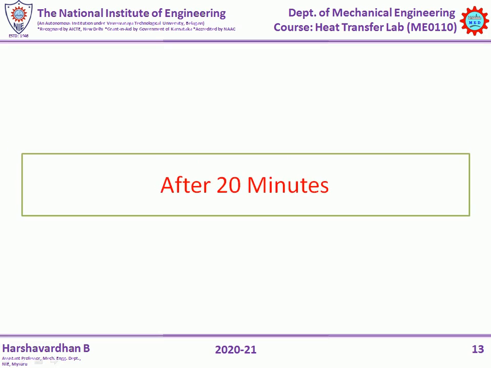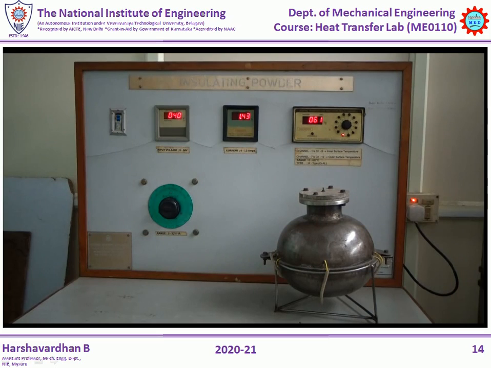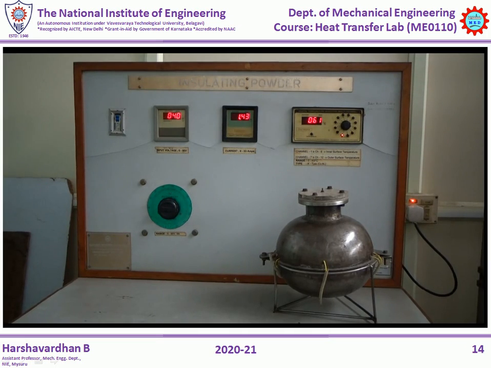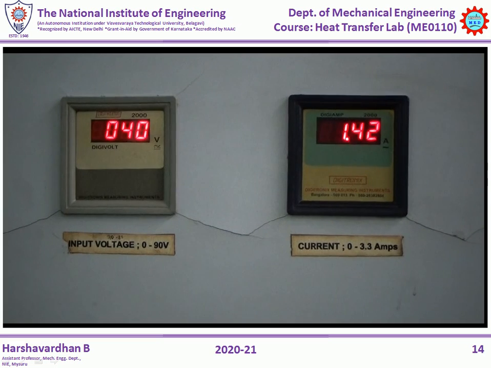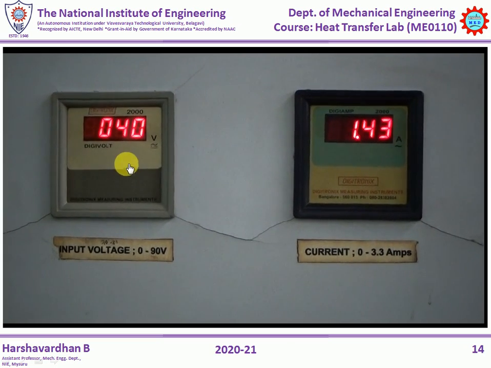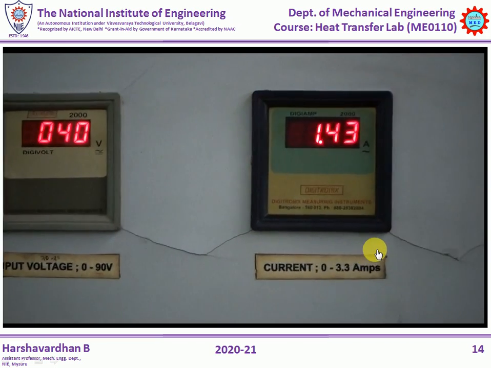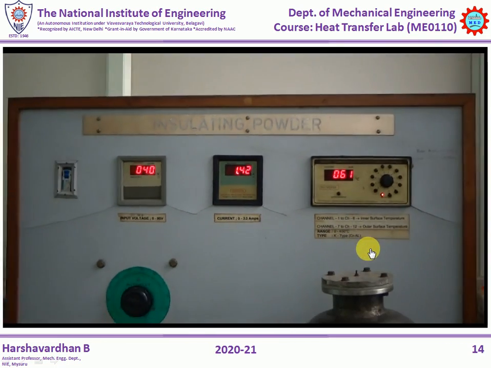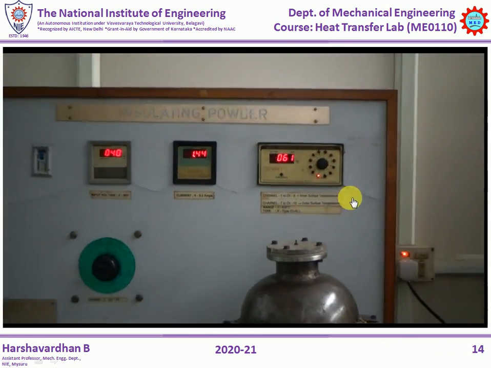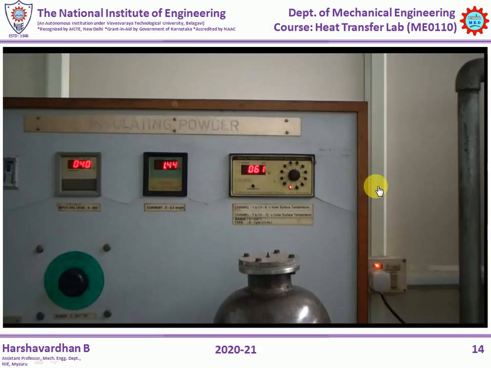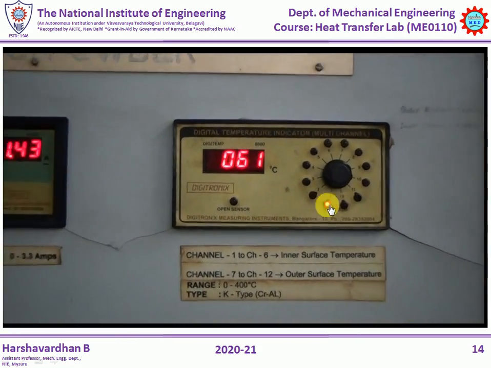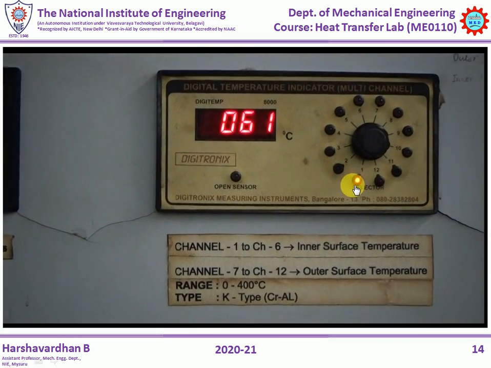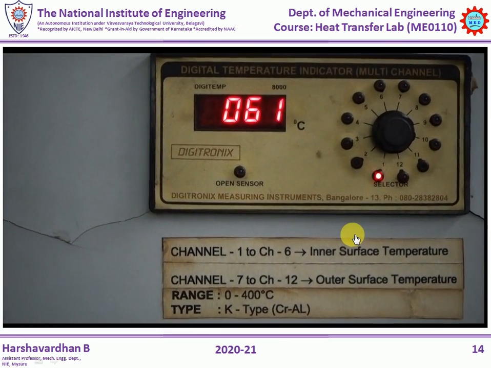After 20 minutes, you need to remember that for every 5 minutes you should go for noting the temperatures of the thermocouples. And after 20 minutes you can see we have maintained the same voltage and current to the electrical heater. And you can notice here the temperature T1 has increased. Initially it was 25 degrees centigrade, now it has increased to 61 degrees centigrade.